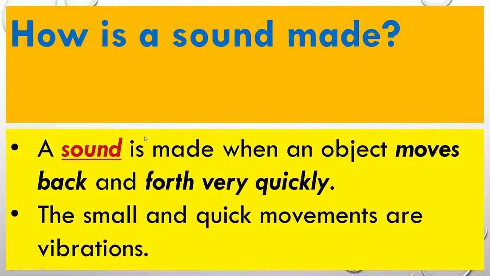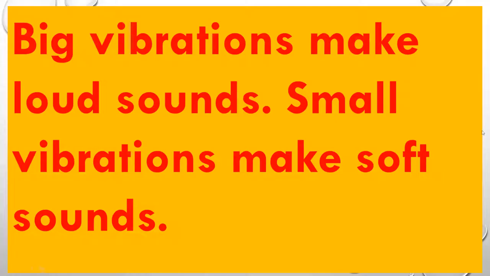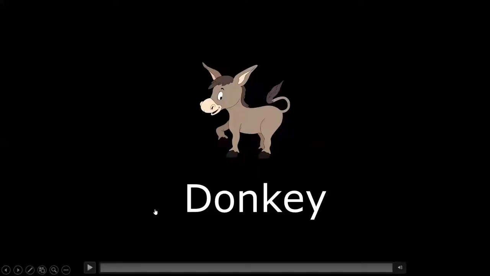All right, so how is sound made? A sound is made when an object moves back and forth very quickly. The small and quick movements are called vibrations. So anything that vibrates, there is sound that will come out. Big vibrations make loud sounds. Small vibrations make soft sounds. Like this one. This is a sound of a drum.